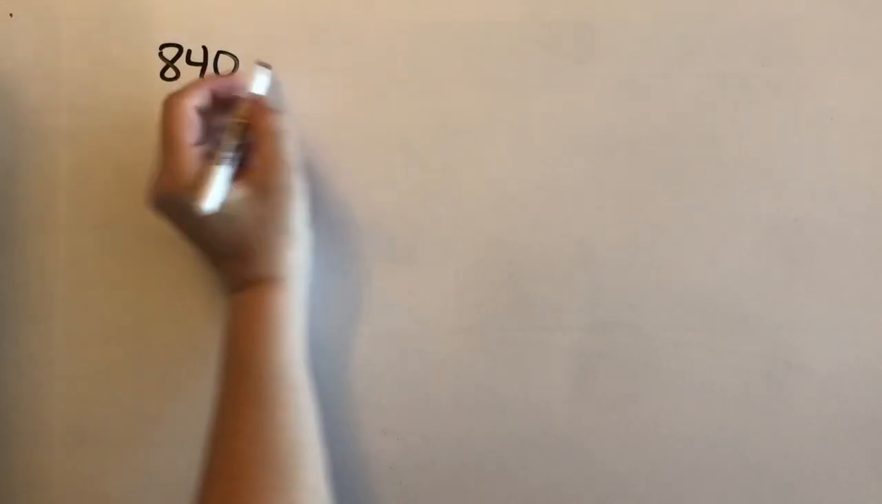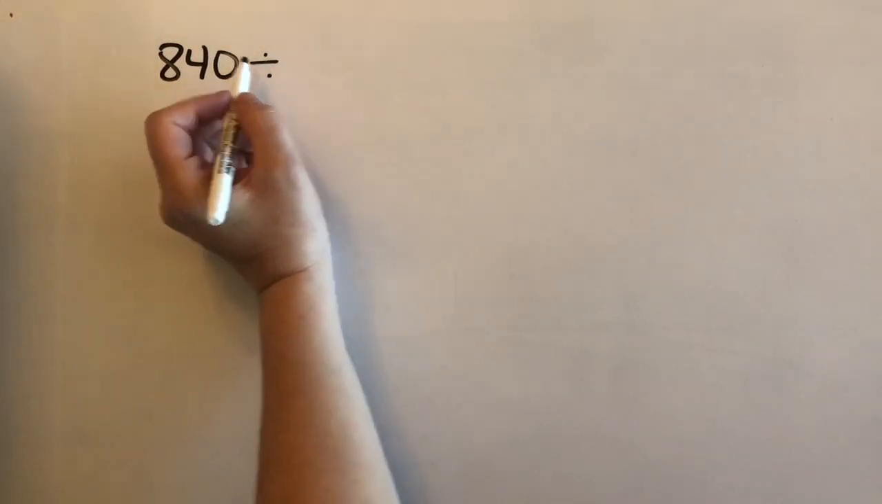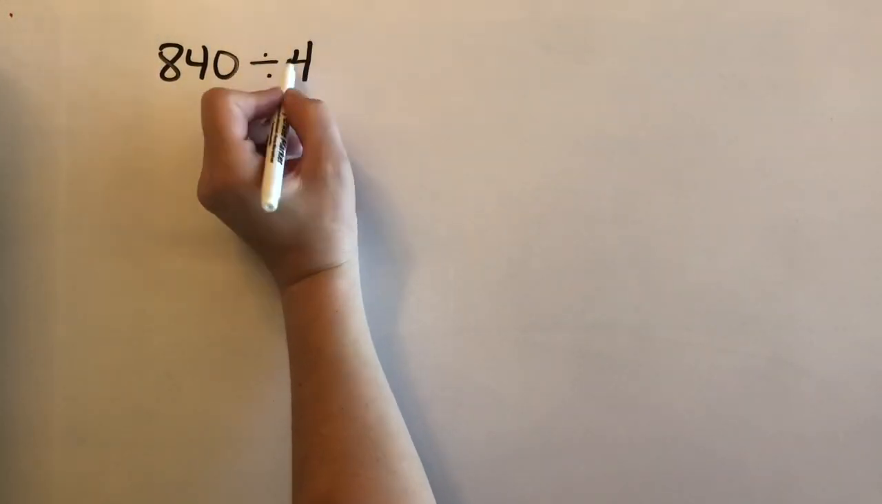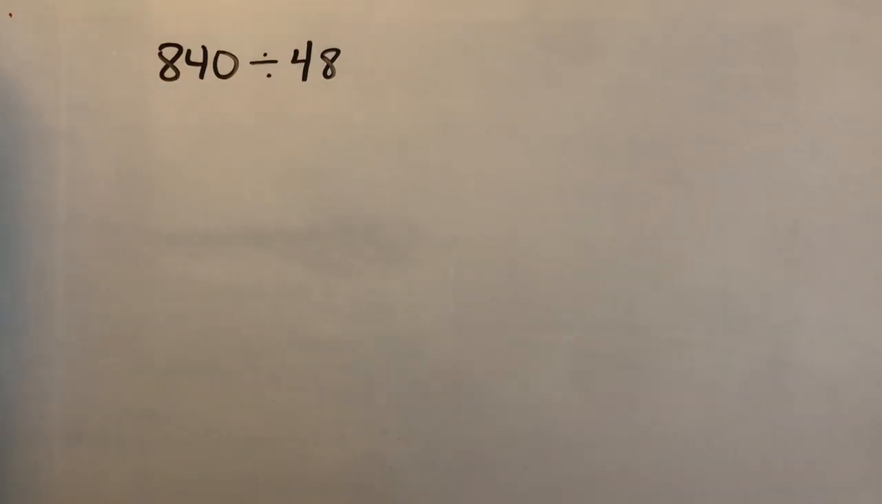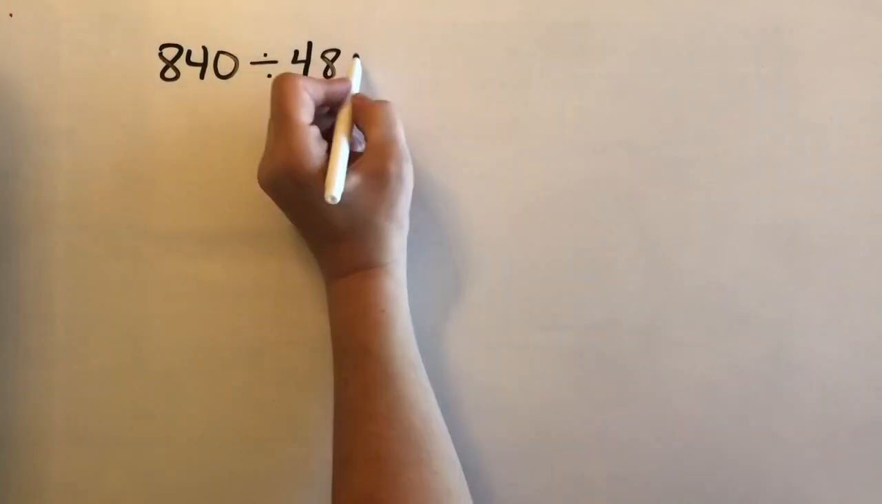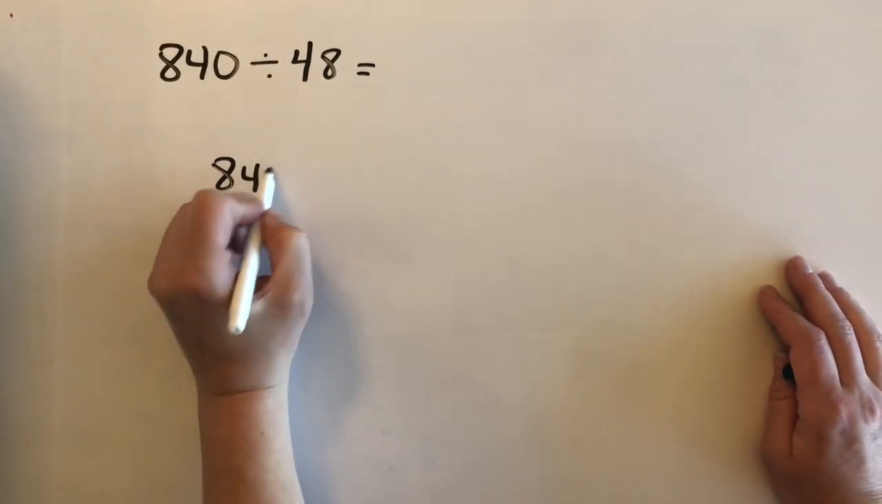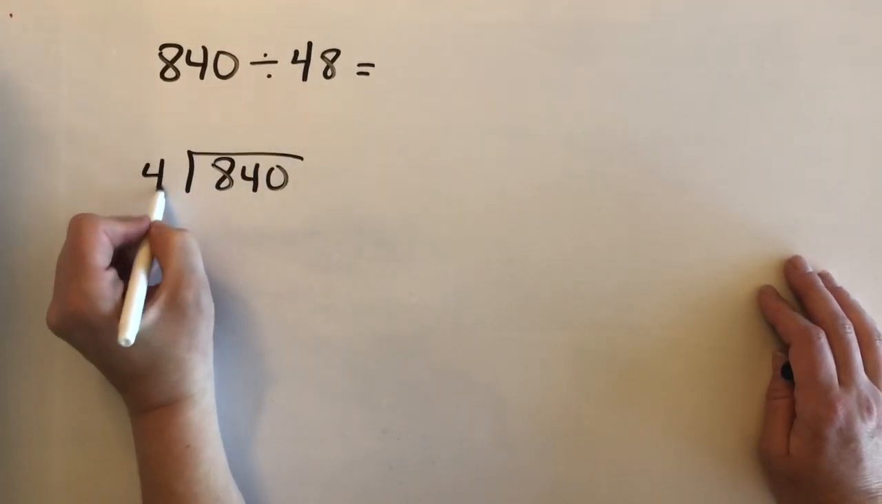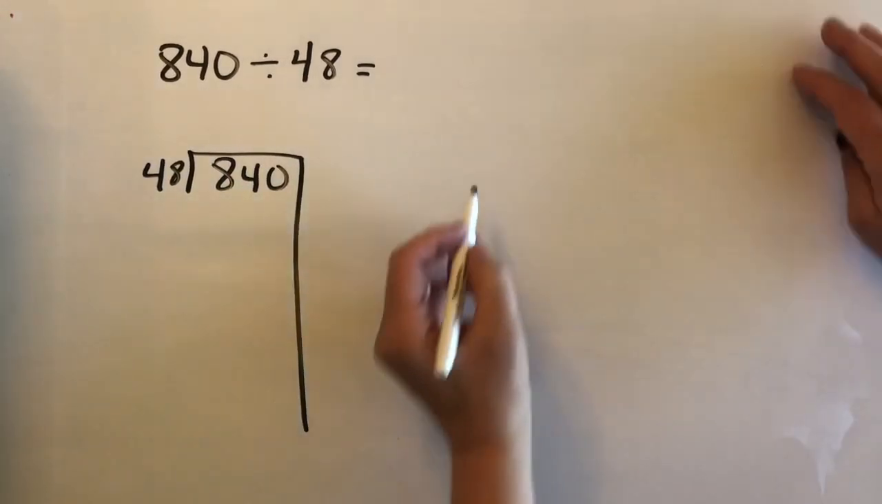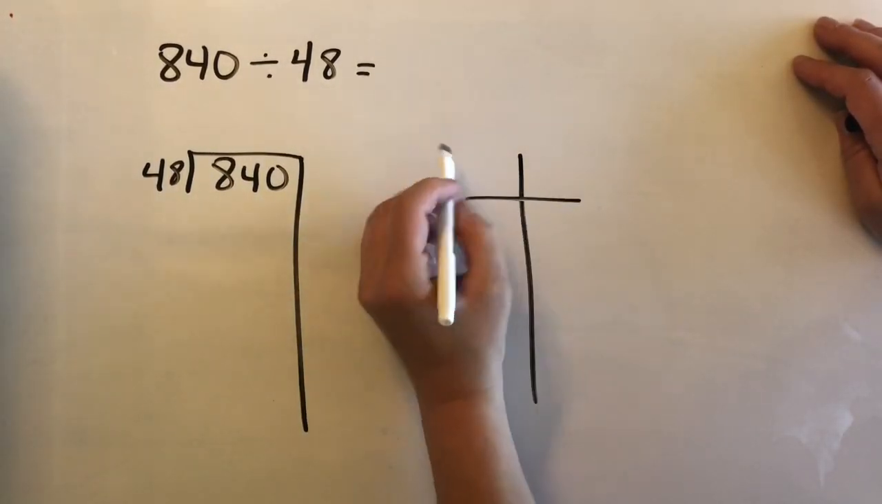So to start with the problem, we need to write the equation. We have 840 students, and we're going to divide it by the number of servings per cake, which is 48. So we need to figure out how many cakes that is going to be. So 840 divided by 48. And once again, I'm going to make my ratio table over here.